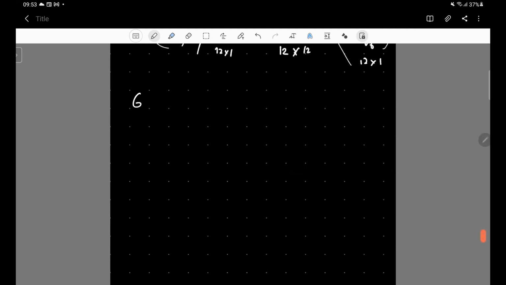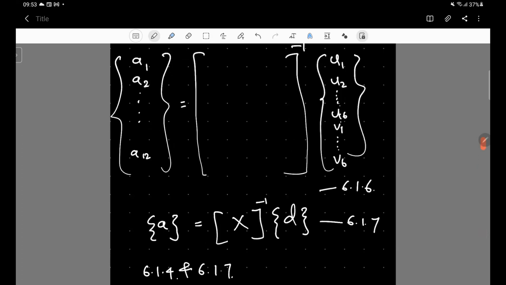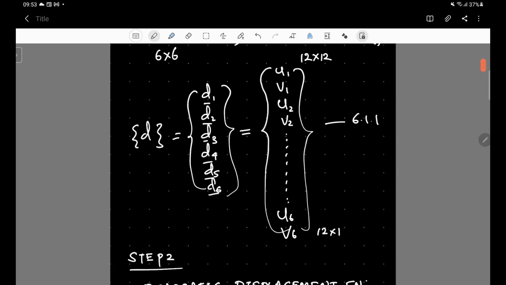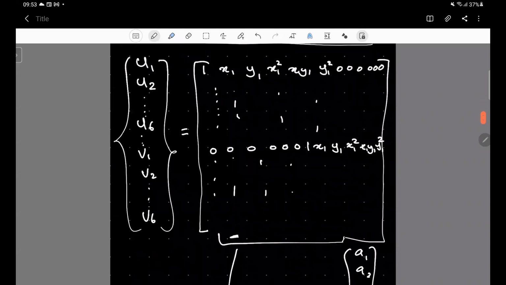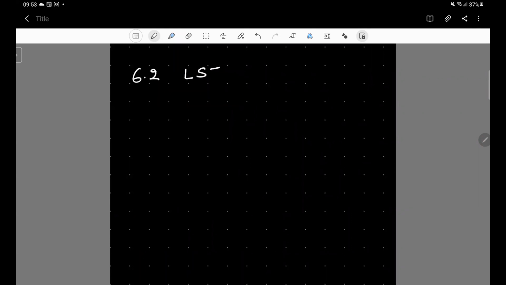So let's write down this point: 6.1, let's call it all the derivation related equations. And in 6.2, let's focus on an example of a linear strain triangular element. Example of how the stiffness could be determined using the mechanical properties as well as the geometric properties.